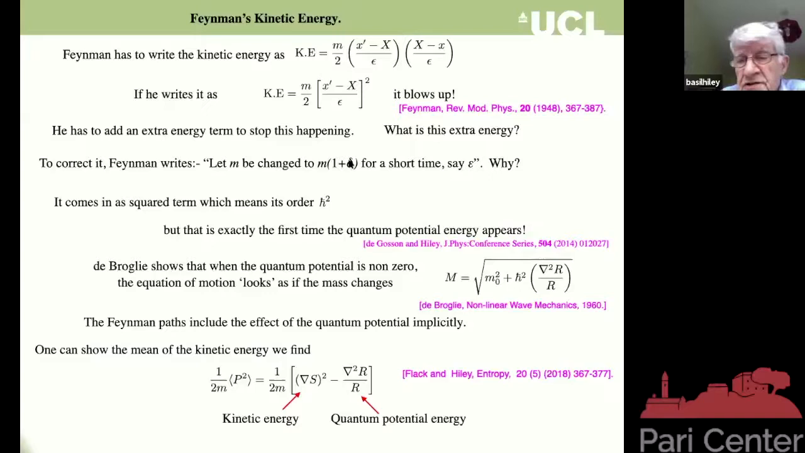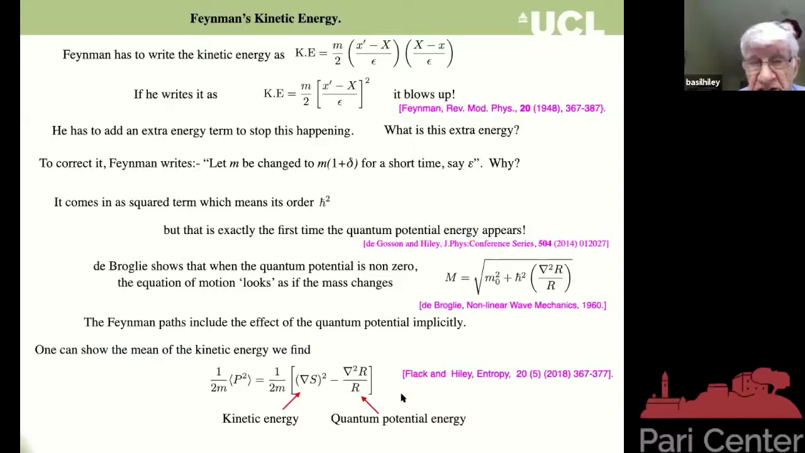And de Broglie was told, in no uncertain terms, to drop dead, which he did very shortly afterwards. But we can take the delta because Feynman says it's delta. And if you look at the mean value, you find here is the kinetic energy and the quantum potential energy. You just can't get away from it. It's there. And the reason why I've got Rob's name on here, Flack, is because we are designing an experiment to show these kinks in the trajectories.